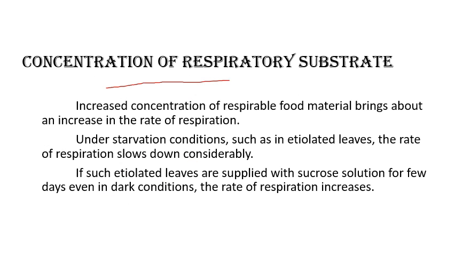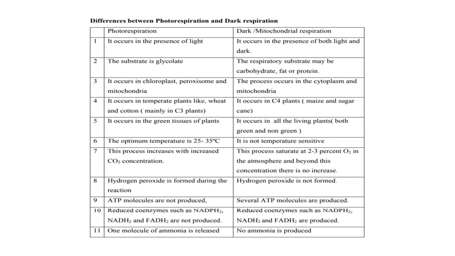Second one is concentration of respiratory substrate. If this concentration increases, then the rate of respiration also increases. Under starvation conditions, that is in etiolated leaves, the rate of respiration slows down. If such etiolated leaves are supplied with sucrose solution for a few days, even in darker conditions, then the rate of respiration increases. Let us see the difference between photorespiration and dark respiration.